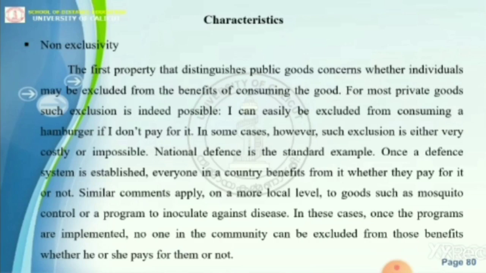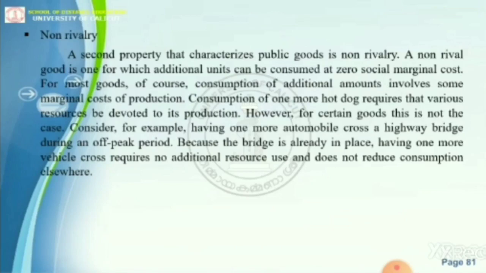Similar cases apply on a more local level, with goods such as mosquito control or a program to inoculate against disease. In these cases, once a program is implemented, no one in the community can be excluded from those benefits whether he or she pays for them or not. Then non-rivalry. So the two important characteristics of a public good are non-rivalry in consumption and that exclusion is not possible. Those are the two elements, right?